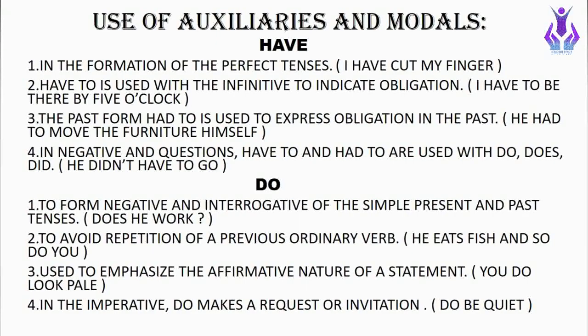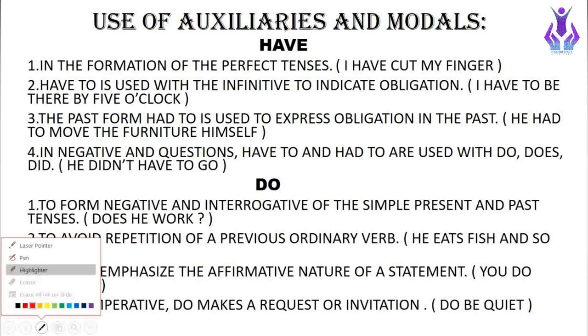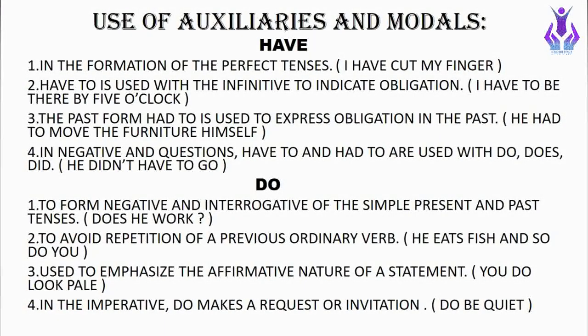Starting with auxiliary have. The auxiliary have is used in the formation of perfect tenses. We use have in our perfect tenses. For example, I have cut my finger. Here it is a present perfect tense, and we use have with it.